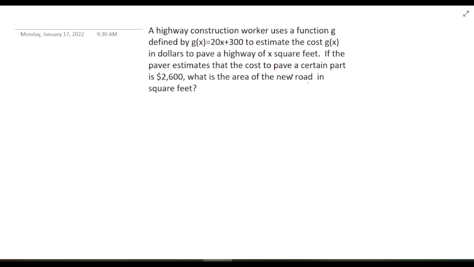Okay, so in this problem, we are given the equation. This time we are given the function g of x, and now we have to solve it. We're given the answer, and now we have to find out what x is, right? So let me rewrite it down here, 20x plus 300. Because it tells us in the problem, right here, to pave a highway of x square feet, we know x is going to represent the square feet of freshly paved road.